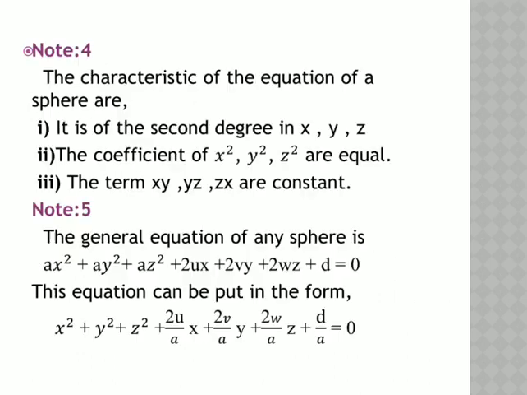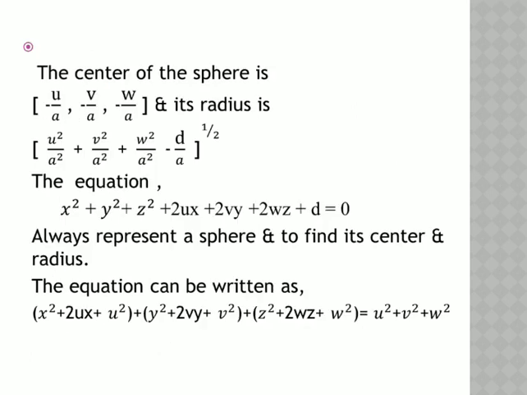First we take the general equation ax² + ay² + az² + 2ux + 2vy + 2wz + d = 0. We divide this equation by a. The equation is converted into x² + y² + z² + (2u/a)x + (2v/a)y + (2w/a)z + d/a = 0. Now we proceed to find the center and radius of the sphere.